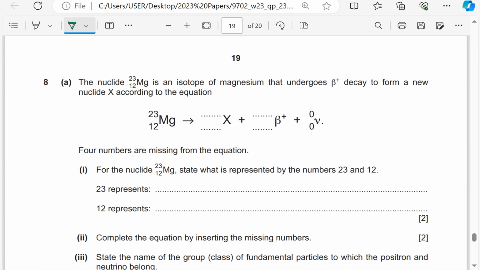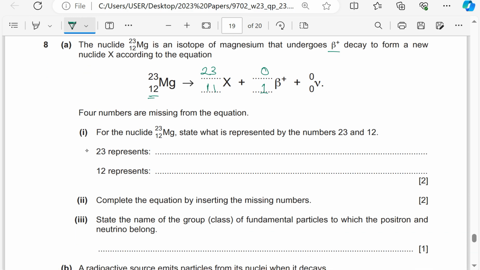And last question, the nuclide magnesium is an isotope of magnesium that undergoes beta plus decay. So beta plus is 0, positive 1, to form a new nuclide X according to the equation. When I try to balance the equation, this will be 23 and this should be 11, so that proton number on both sides is 12. Four numbers are missing from the equation. I've finished adding the numbers.